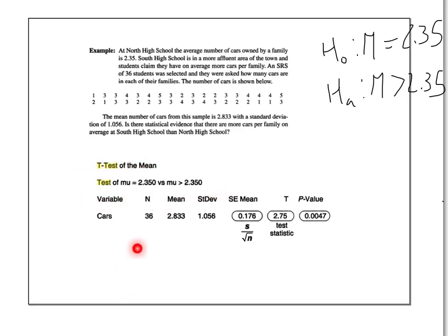Here is n. This is the sample mean. This is the standard error of the mean, which is just your s over square root of n. This is the t you would get if you went through doing it all out by hand, and here's your p-value. And obviously, with the p this low, we're going to reject the null. I know what you were thinking I was going to say, but I didn't say it.